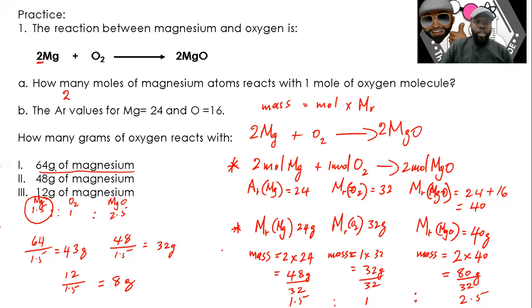So when we react 64 grams of magnesium, the amount of oxygen that would need to react with that to give us magnesium oxide would be 43 grams. The amount of oxygen that would need to react with 48 grams of magnesium will be 32 grams of oxygen. And the amount of oxygen needed to react with 12 grams of magnesium would be 8 grams of oxygen.